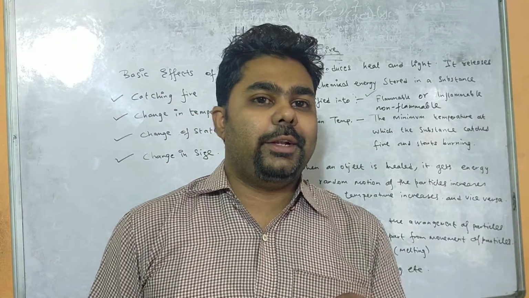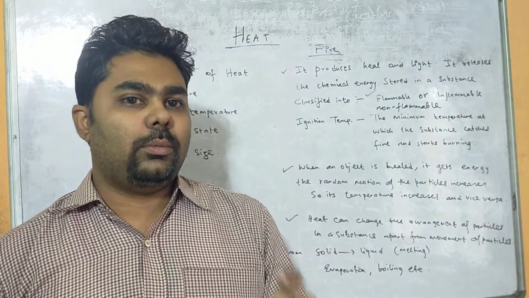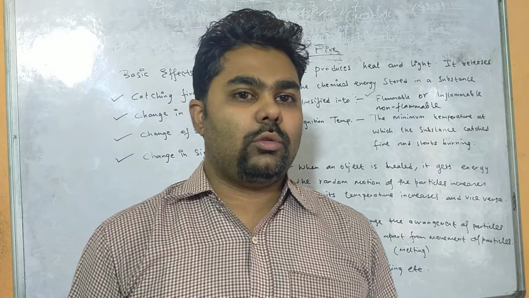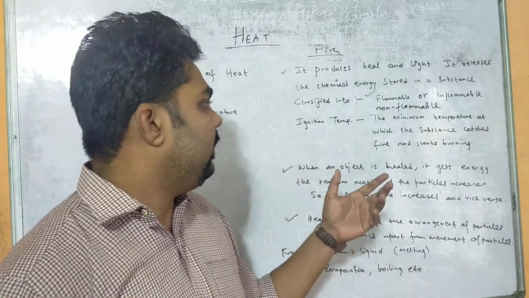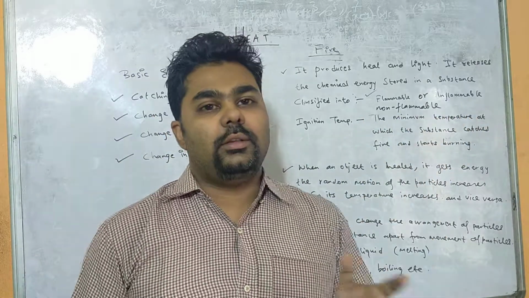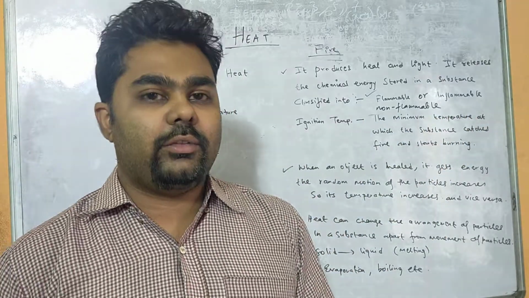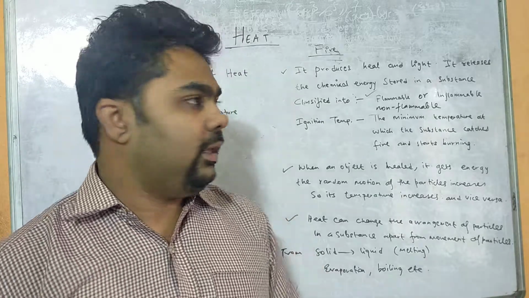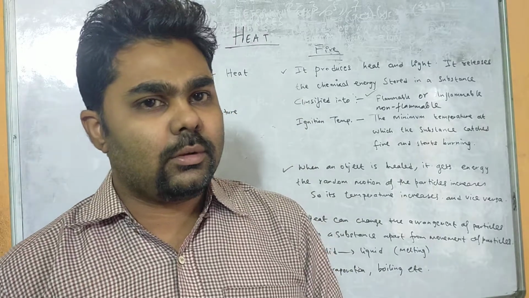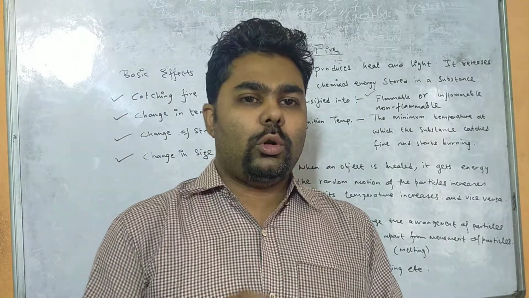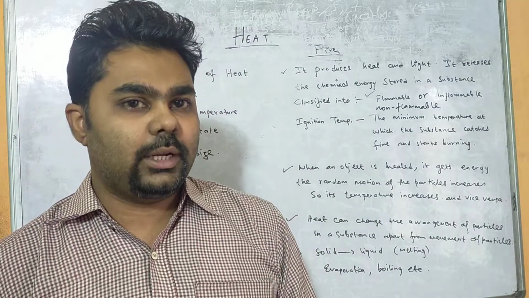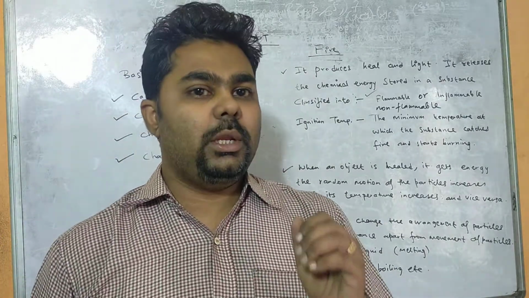Now, after attaining a fixed temperature, an object starts burning. That temperature is called the ignition temperature. So what is ignition temperature? The minimum temperature at which the substance catches fire and starts burning. So we can say flammable substances are those substances which have low ignition temperature, like petrol, diesel. On giving a little heat, the substance starts burning. That means it attains the ignition temperature, the minimum temperature.